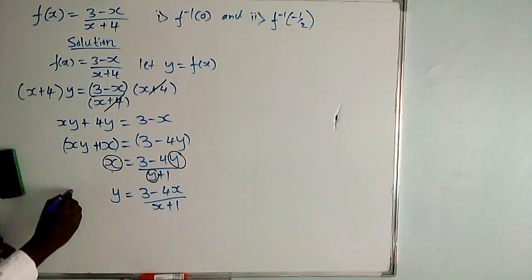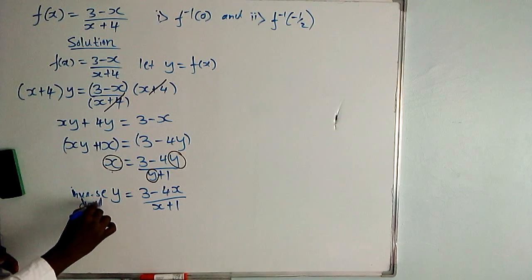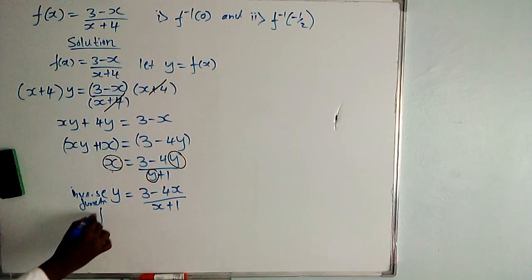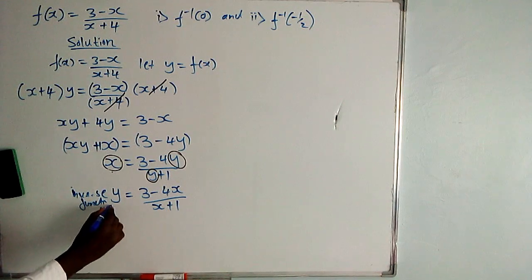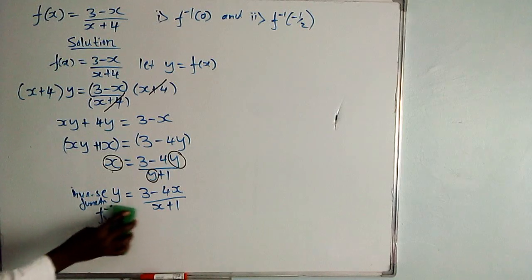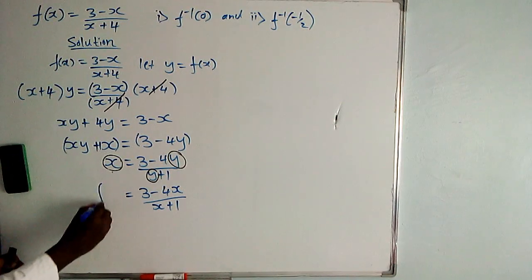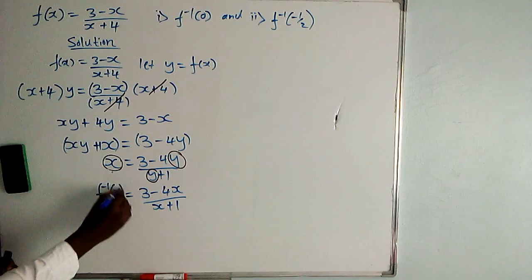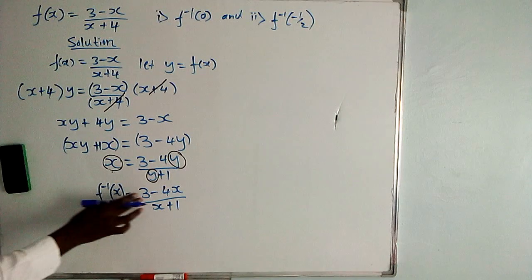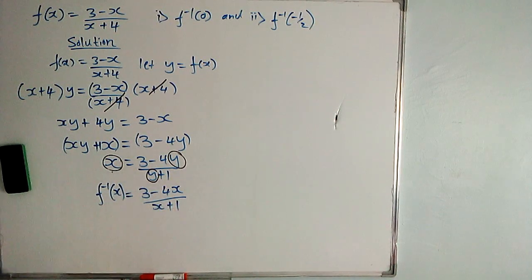After interchange, the y you found is now the inverse function. And how do we denote an inverse function? It was in terms of x, so the inverse function will be f inverse of x. So we found y to be equal to this, meaning this is the inverse function, which is f inverse of x, in that our variables are in terms of x. So f inverse of x is (3 minus 4x) over (x plus 1).